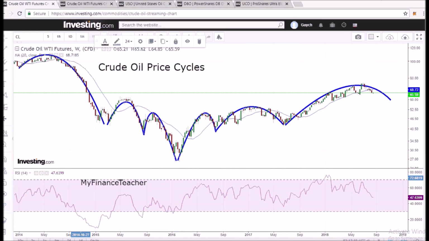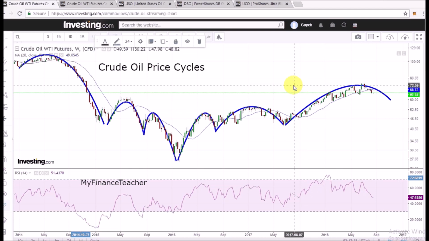As you guys know, I do like to look at cycles for different kinds of assets and their price action. And the cycles for crude oil are generally all over the place. They can last anywhere between half a year and over a year. This is a chart going back to 2014, and with these blue lines, I indicate the cycles as I see them in crude oil.